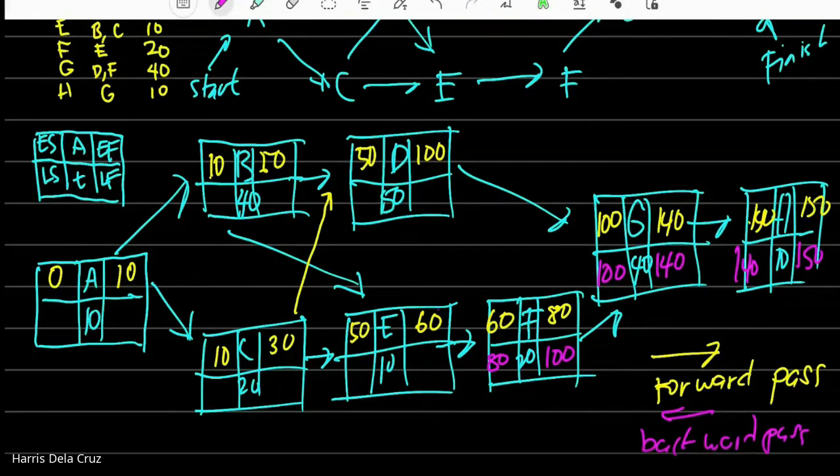Okay? Now, ang latest finish ni E, since isa lang naman yung pinanggagalingan niya, yung F lang, 80. So, carry over lang yung 80 dito. Okay? Now, 80 minus 10, 70. So, latest start ni E, 70. Punta tayo kay D. Si D, 100 yung late finish niya. Doon lang naman siya manggagaling kay G. Pabalik pabalik. So, 100 minus 50, 50.